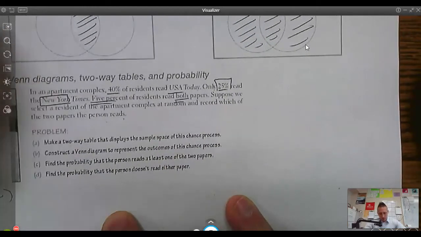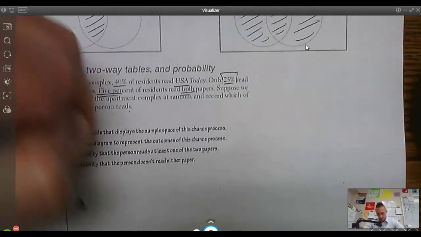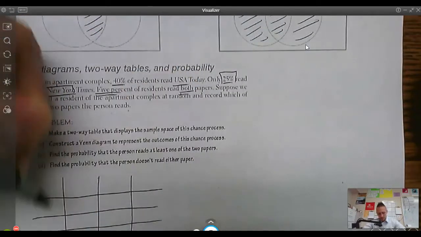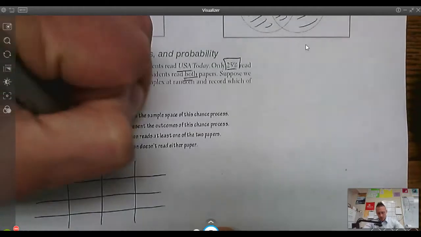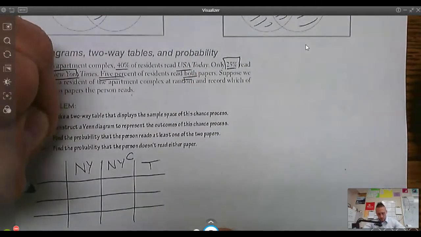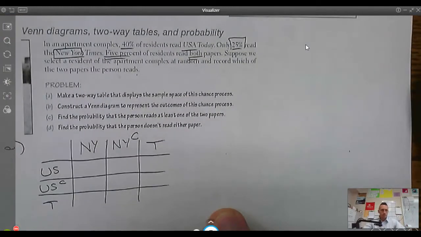Part A, make a two-way table. So I really have two events. Reading the USA Today, reading the New York Times. So I'm going to start by doing a two-way table with that in mind. All right, so I have New York Times, not New York Times, complement, total. USA Today, not USA Today, total.